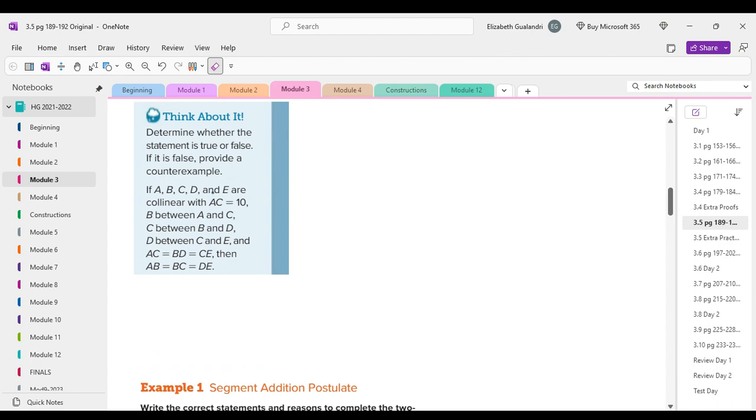So if A, B, C, D, and E are collinear with AC equal to 10, B between A and C, you can keep reading through this, then is AB equal to BC equal to DE? So I don't know about you, but as soon as I read that, I'm like, I don't know what that's talking about. So I'm going to write stuff out, and it says B is between A and C, so I'm going to have A, B, and then C. And remember, between does not mean directly in the middle. Then it says C is between B and D, so it sounds like we're going in alphabetical order here. And then D is between C and E, yep, so we're going to keep those in alphabetical order.